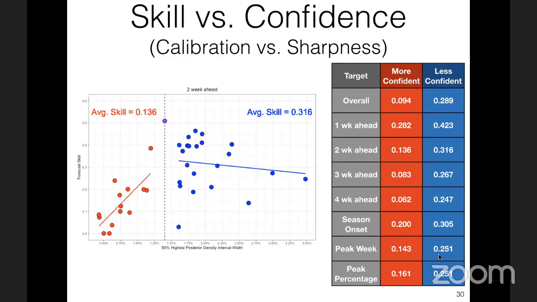And what I'm showing here is your 80% highest posterior density interval widths. This is for the 2 week ahead targets. Each dot is a different model, and the y-axis is the forecast score as scored by the CDC. What I do is I find the model that has the highest forecast score to partition all the other models into two groups. The red group are all of the models that make sharper forecasts on average than the best scoring model, and the blue group are the models that have less sharp forecasts than the best scoring model. And what you see across every target is that the sharper forecast group always scores lower, suggesting that on balance, the flu forecasting community has a little bit of an overconfidence problem.